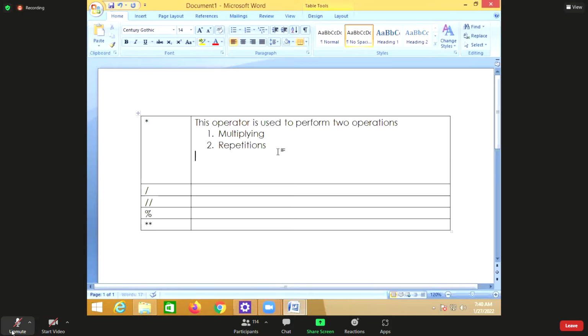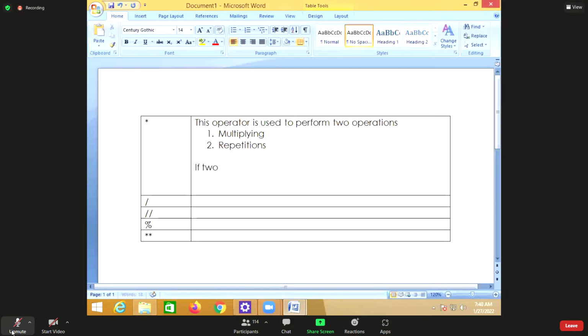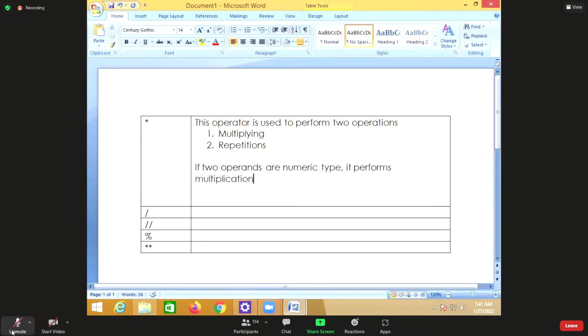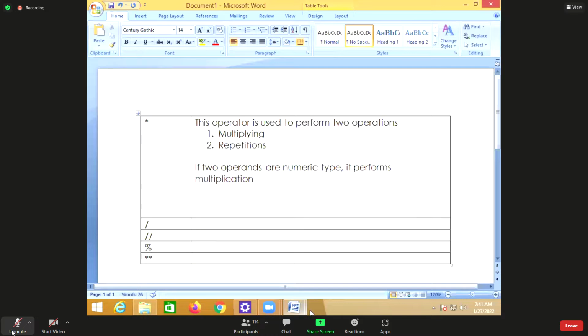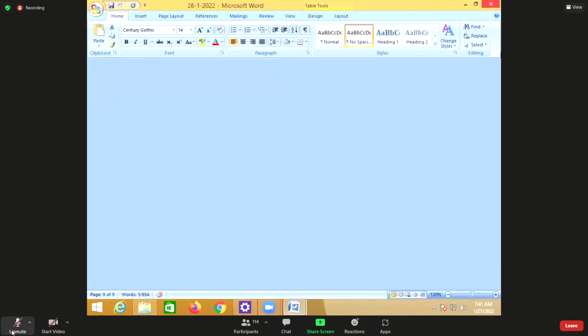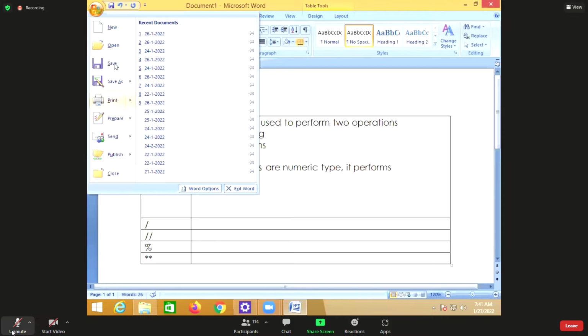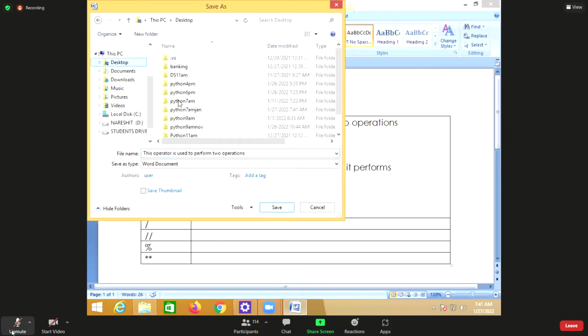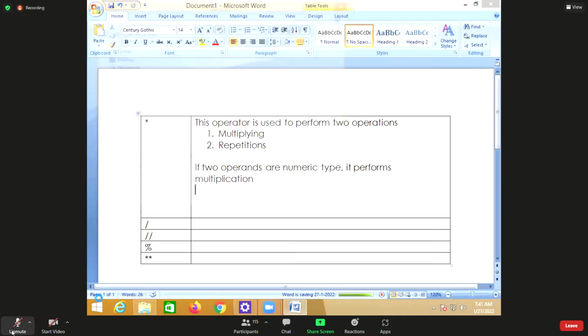So here, if two operands are numeric type, it performs multiplication. If two operands are numeric type, then it performs multiplication.